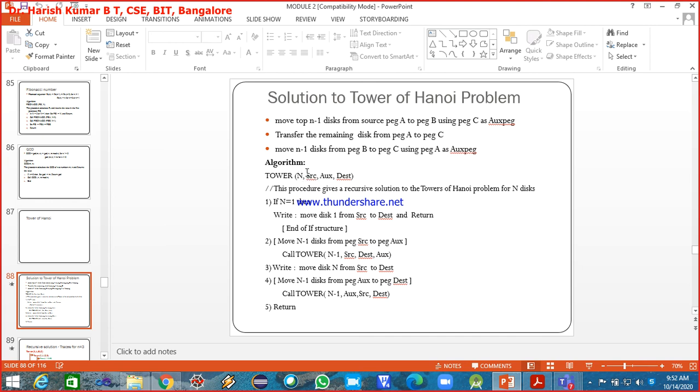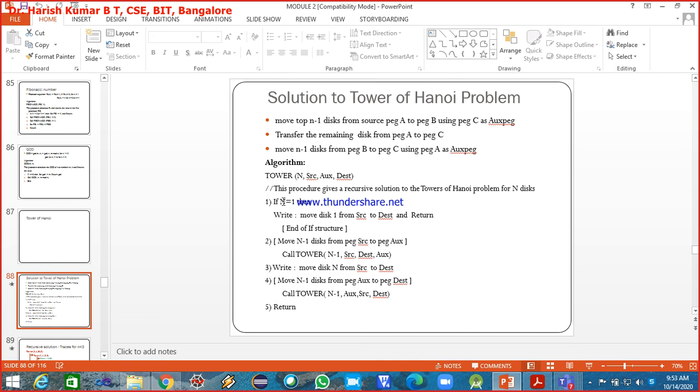And what is our source peg? Hello? What is our source peg? Please respond. Peg A. What is our auxiliary peg? No, C is the destination. B is the auxiliary peg, and C is the destination.